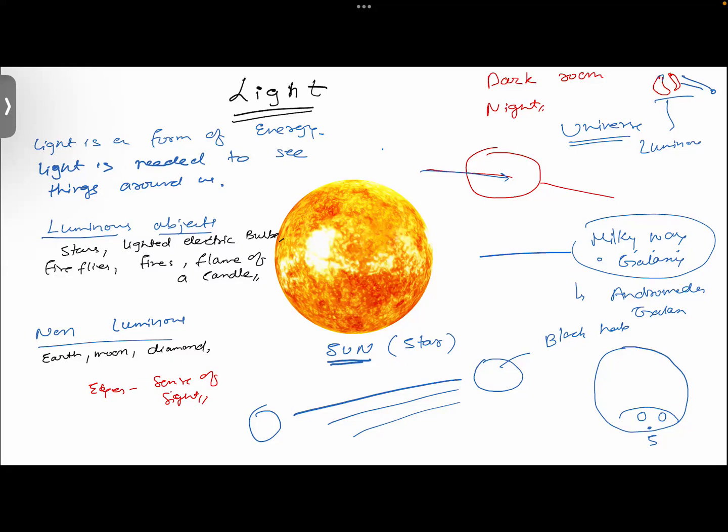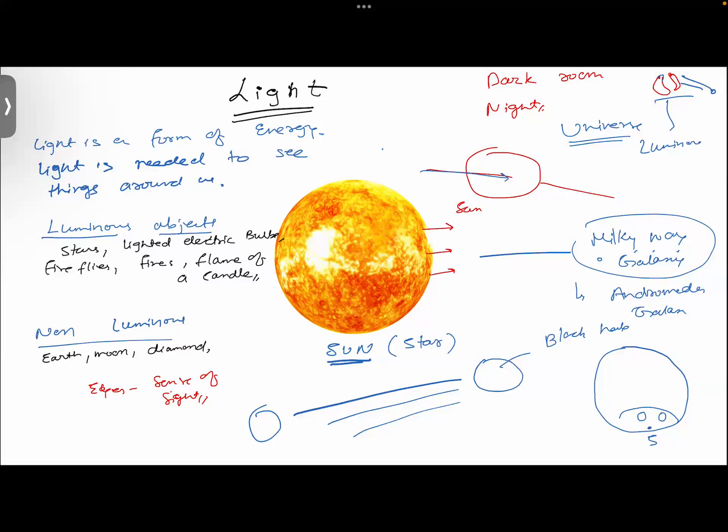In the dark, you cannot see anything. We are able to see an object when light falls upon it, or when light is emitted by the object. For example, the sun emits light, right? So you are able to see the sun because it emits light.